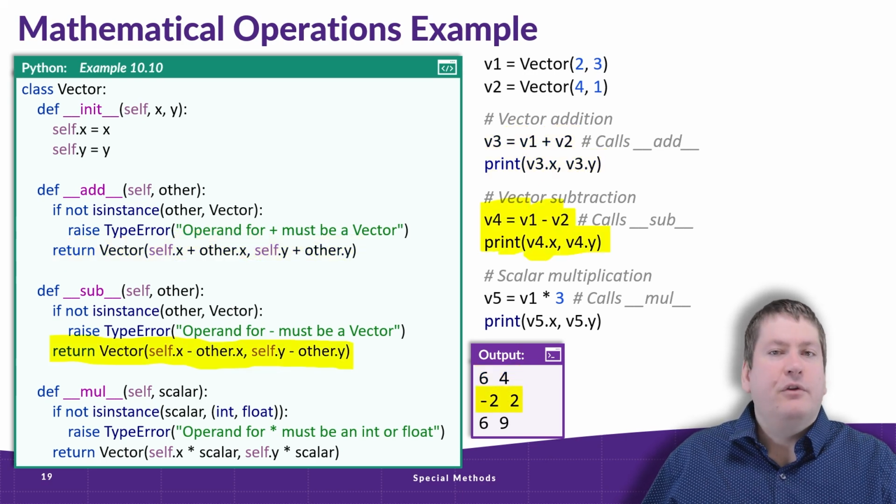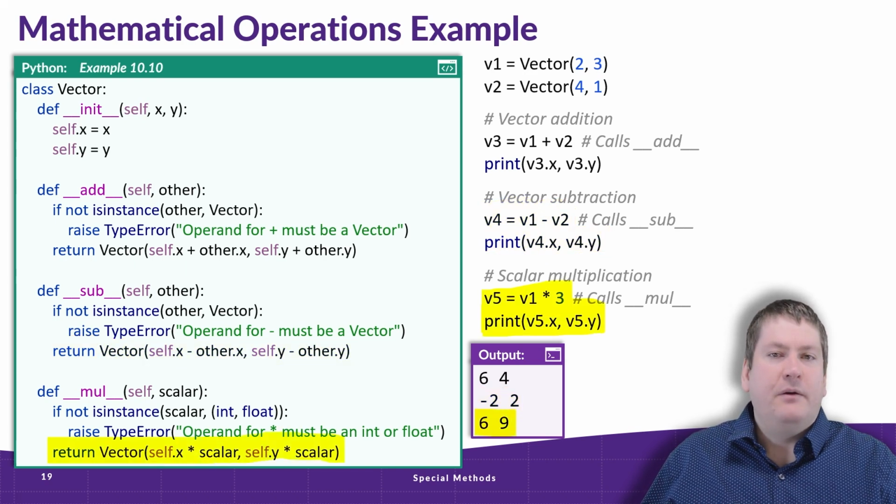The next output is the result of subtracting vectors 1 and 2. Again, vector 1's on the left, so this is calling that sub special method on vector 1, and it's passing it vector 2 as other. They're both vectors, so they pass the check, and it results in a new vector, which would be vector 4, and that's going to be the result of subtracting the x values and the y values. And we can see here we get -2 and 2.